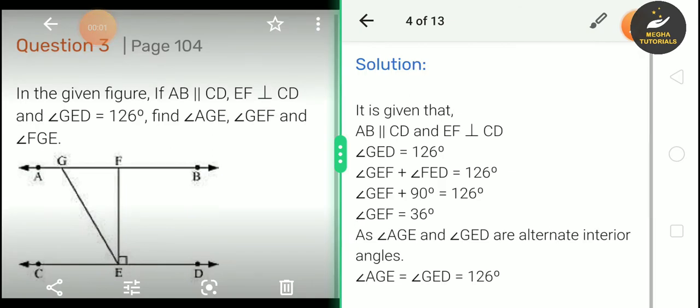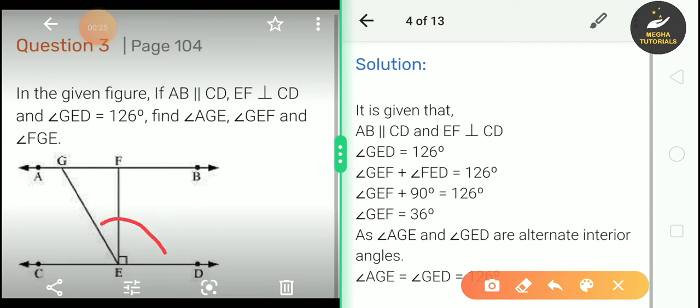Question 3. In the given figure, if AB parallel to CD, EF perpendicular to CD and angle GED is equal to 126 degree, then find angle AGE, angle GEF and angle FGE. It is given that angle GED means this complete angle. Okay. So let's see the solution. It is given that AB parallel to CD and EF perpendicular to CD. EF perpendicular to CD means this angle is 90 degree as well as this angle is 90 degree.